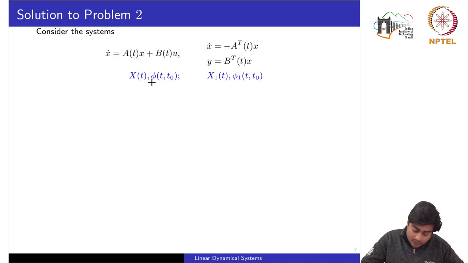Corresponding to these two systems, we are defining two important parameters which are required to solve these time varying systems. First is the fundamental matrix, which we have denoted by X for the system 1, and X1 for the system 2. Similarly, this phi is the state transition matrix for the system 1 and phi 1 is the state transition matrix for the system 2. These are the two important parameters which we have discussed in the first week when we had seen the solution of the time varying systems.